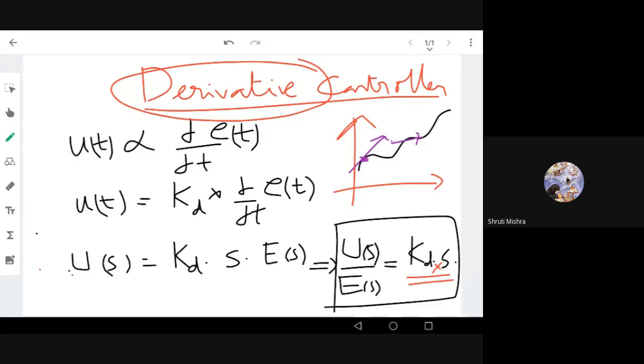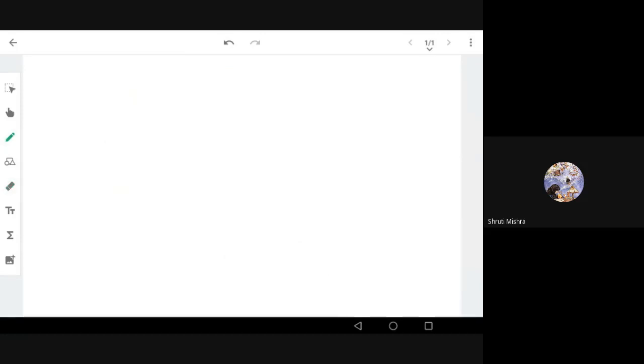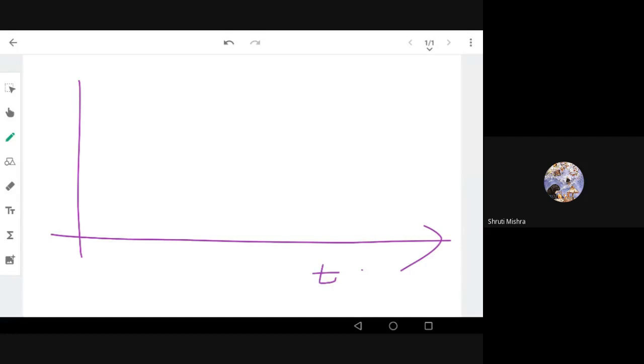So you should try to visualize its working. For example, this is based on time. The error is going at a constant rate, there is no change in error. Let me draw the reference value. This is the reference value.